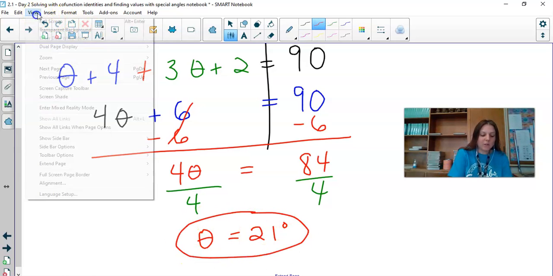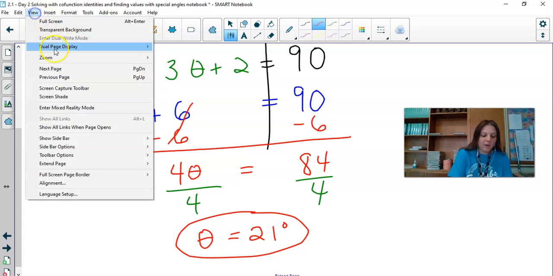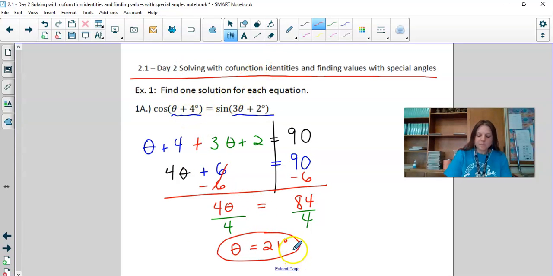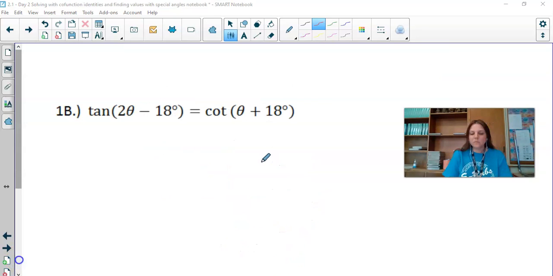Now, there is a way that you can check this answer. All you have to do is plug it back into the original equation. So if I put 21 degrees back in here, 21 plus 4 is 25. And if I put in the 21 here, that's going to be 63 plus 2 is 65. By definition of cofunction, cofunctions are complementary angles, so these two should add up to 90. If you add 25 plus 65, it does equal 90, so your answer checks out.